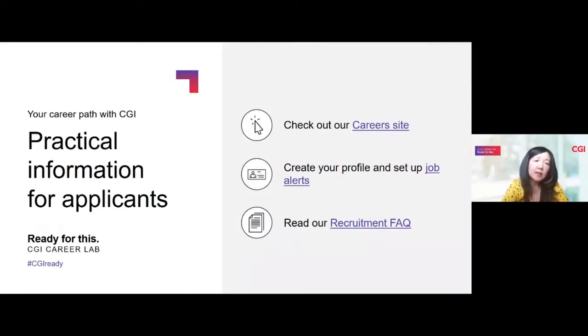Some practical information, please do check out our career site. This is where we have all our opportunities posted. We also ask you to create your own profile, and you can set up your own job alerts here. And then, of course, please take a look at our recruitment FAQs, because this will definitely help you along the process around how you can apply to jobs.